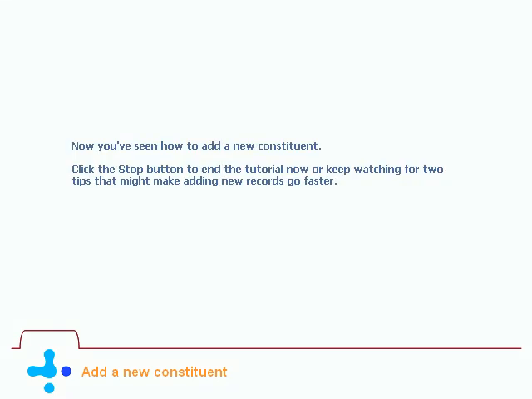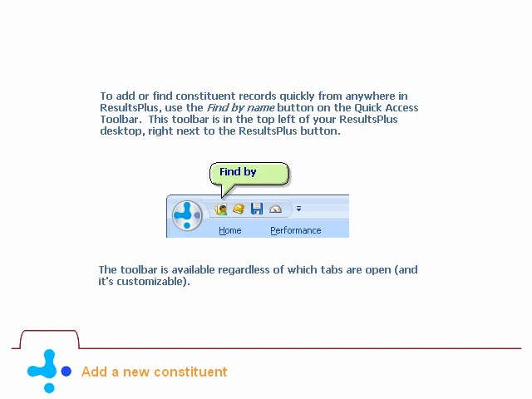Now you've seen how to add a new constituent. Click the Stop button to end the tutorial now, or keep watching for 2 tips that might make adding new records go faster. To add or find constituent records quickly from anywhere in ResultsPlus, use the Find by Name button on the Quick Access toolbar. This toolbar is in the top left of your ResultsPlus desktop, right next to the ResultsPlus button. The toolbar is available regardless of which tabs are open, and it's customizable.